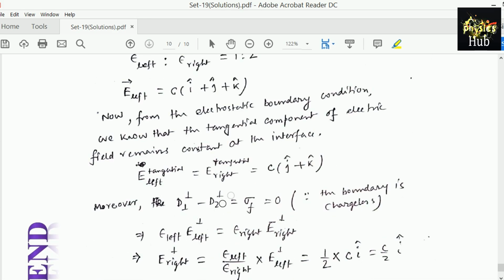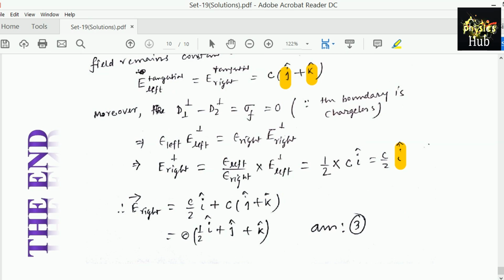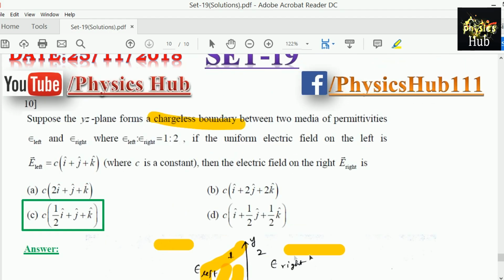Now D1 perpendicular minus D2 perpendicular is also 0. So D equals to epsilon E. So epsilon left, E left perpendicular equals to epsilon right, E right perpendicular. We know the two components of E right. Now the last component is E right perpendicular, C by 2 I cap. So we got I cap, J cap, K cap. So all the three components are known now. So we can construct the vector E right equals to C by 2 I cap plus C into J cap plus K cap. So C into half I cap plus J cap plus K cap. And it is matching with option 3.